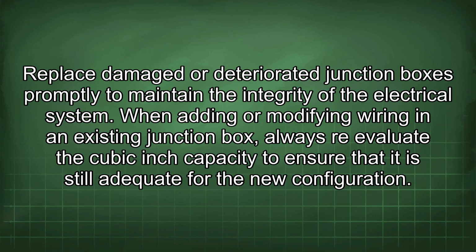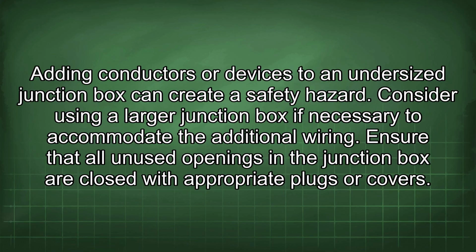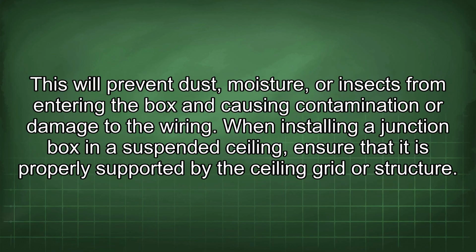When adding or modifying wiring in an existing junction box, always reevaluate the cubic inch capacity to ensure that it is still adequate for the new configuration. Adding conductors or devices to an undersized junction box can create a safety hazard. Consider using a larger junction box if necessary to accommodate the additional wiring. Ensure that all unused openings in the junction box are closed with appropriate plugs or covers. This will prevent dust, moisture, or insects from entering the box and causing contamination or damage to the wiring.